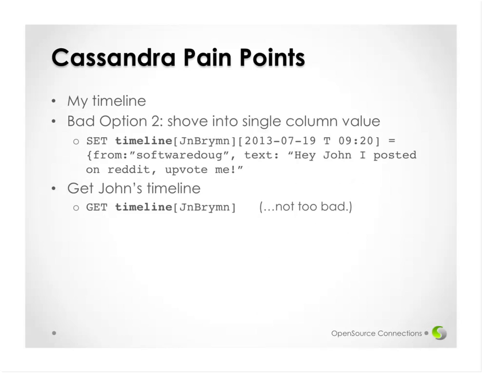Another bad option is, maybe it's okay to just have one table if we just shove everything into that table. And it looks great at first. So, same scenario. We go to the timeline table, find the John Berryman row, and go to the date and insert something that looks like JSON that we can parse on the client side.